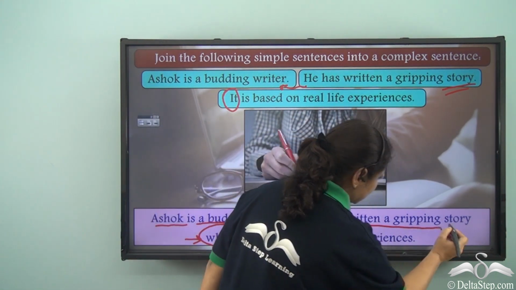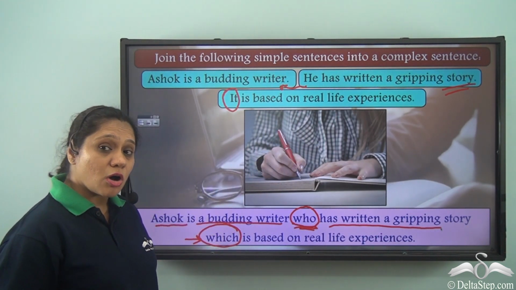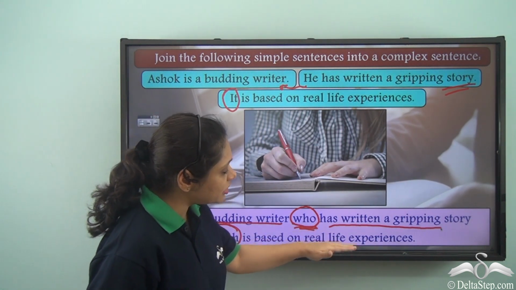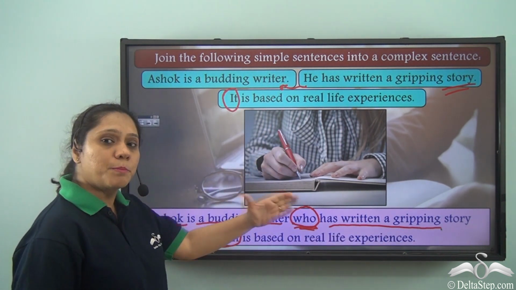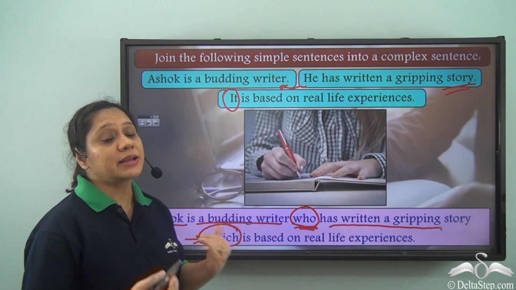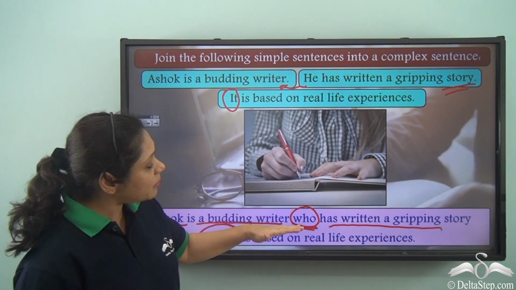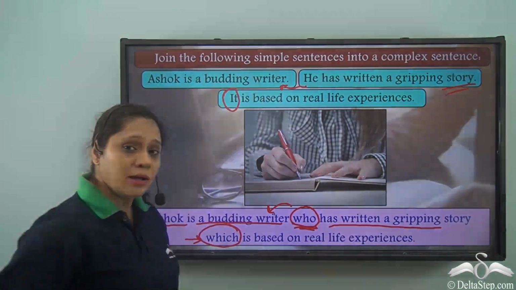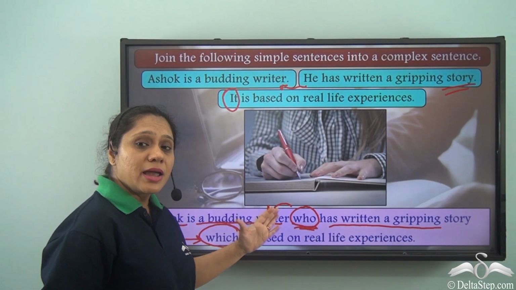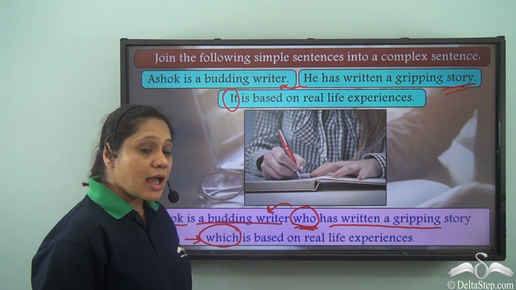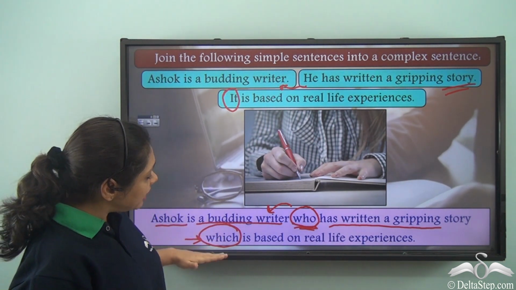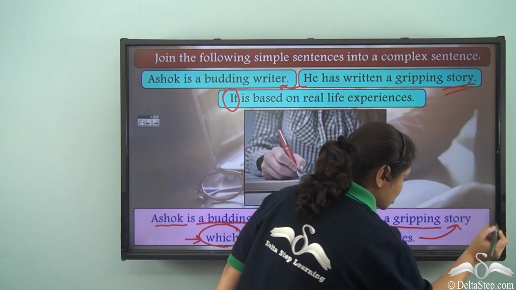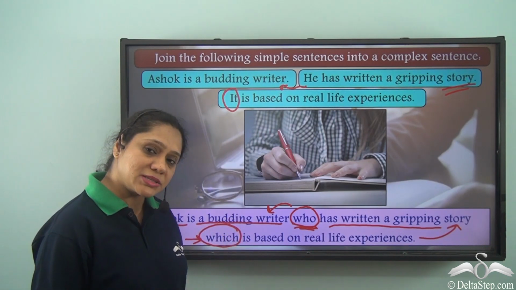Who has written a gripping story is one subordinate clause, and we have another subordinate clause which is based on real life experiences. Now both the subordinate clauses are adjective clauses here. The first subordinate clause, who has written a gripping story, is describing the writer. Here Ashok and writer are referring to the same person. And the second subordinate clause, which is based on real life experiences, is describing the story. So this is also an adjective clause.